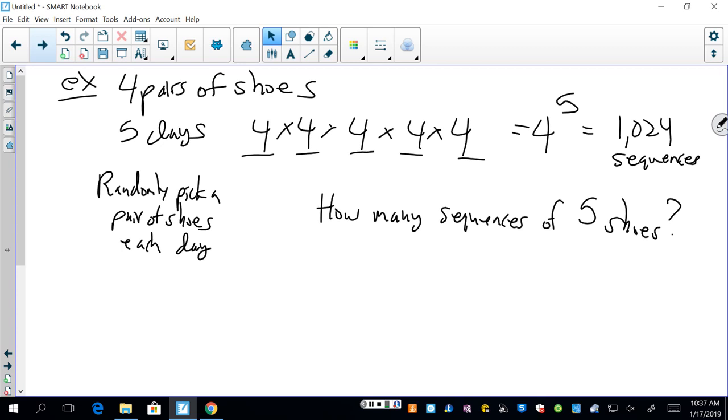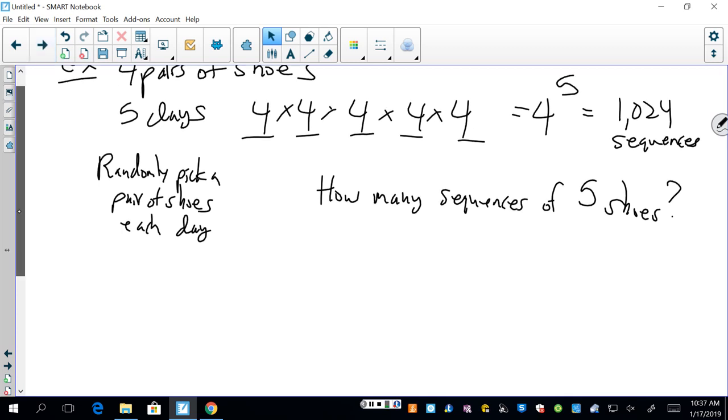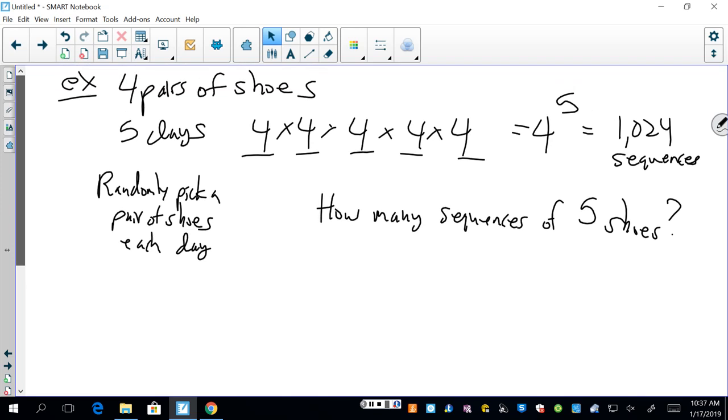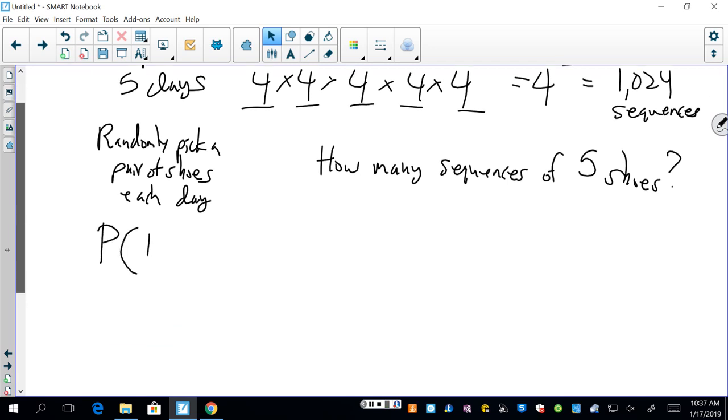So that would be a lot of different sequences. You could go for a few years without repeating a particular sequence if you didn't want to repeat sequences. What if we ask probabilities about this question? What is the probability that I get a sequence where one of the pairs of shoes is not used in a particular week? So what probability is that one pair of shoes is not used?